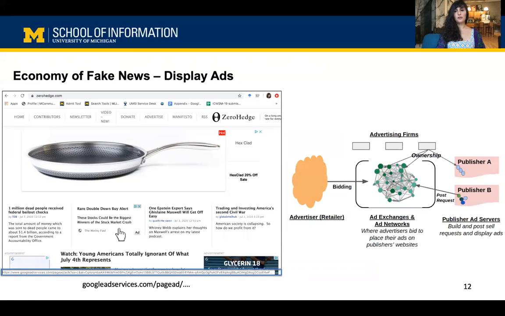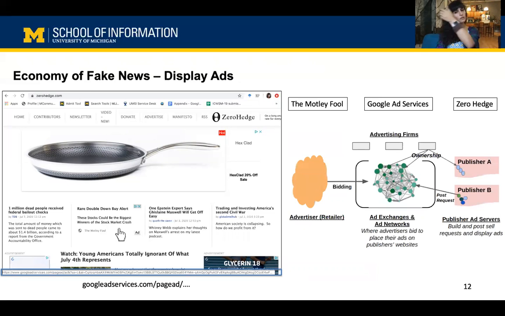So what's happening here can be described in this simplified characterization of the display ad ecosystem. We have publishers. Zero Hedge is a publisher. We have ad firms, Google Ad Services, an ad firm that sits between the publishers and the retailers, in this case, the Motley Fool. So what's happening here is that Motley Fool gets exposure. Maybe some people click the link and buy something there. This is what they're getting out of this. Zero Hedge makes money every time they show this ad, and Google Ad Services is getting a cut.